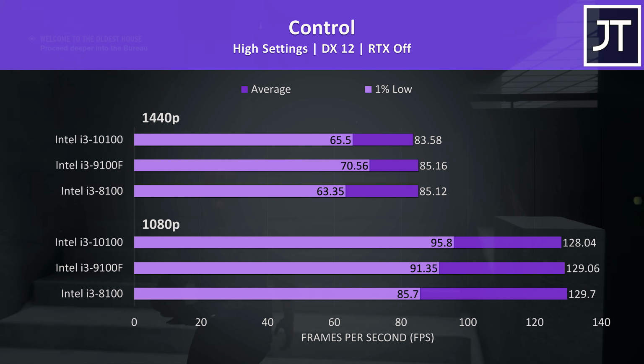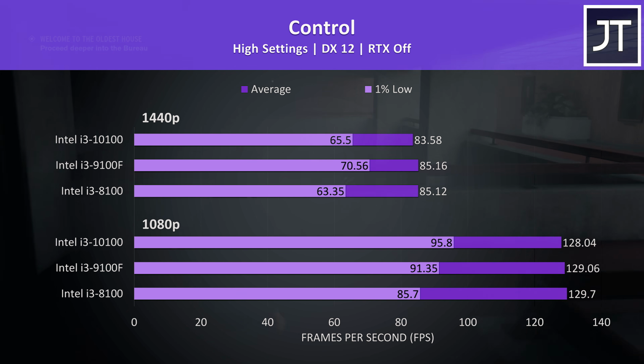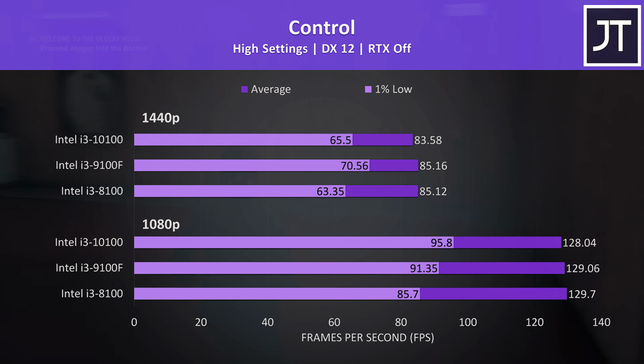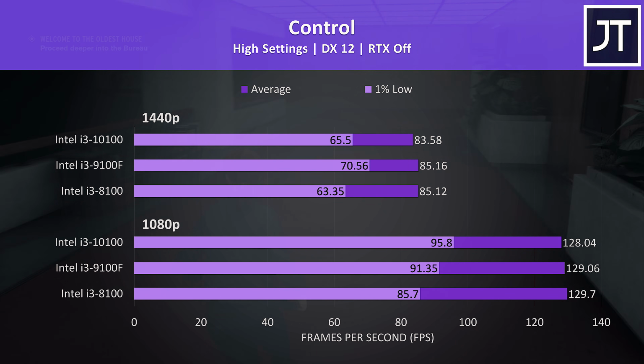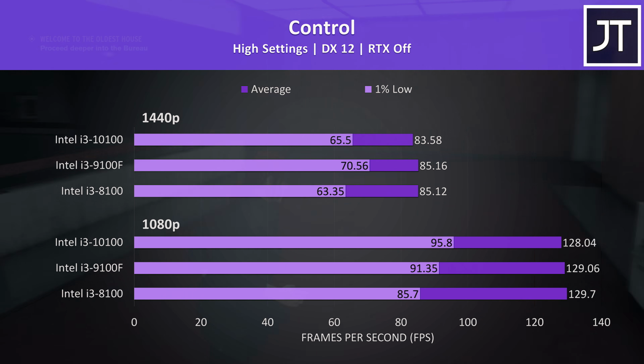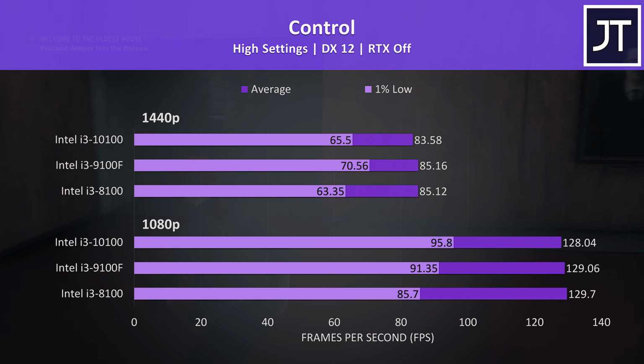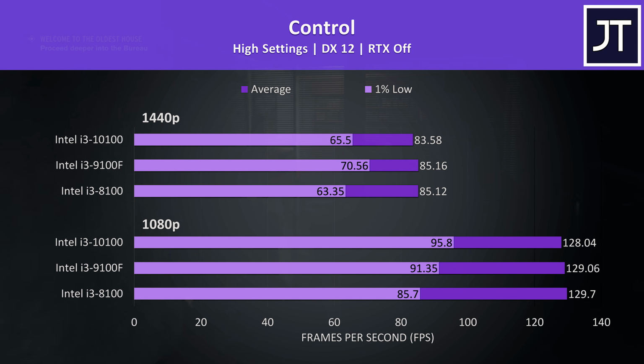Control was tested by performing the same test pass through the game on all three test systems. At 1080p, the average frame rate was very close regardless of processor used. However, the 1% low was improving more as we step up from oldest to newest.